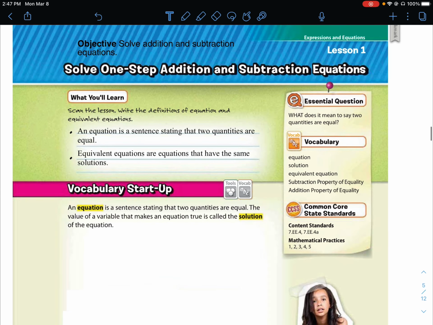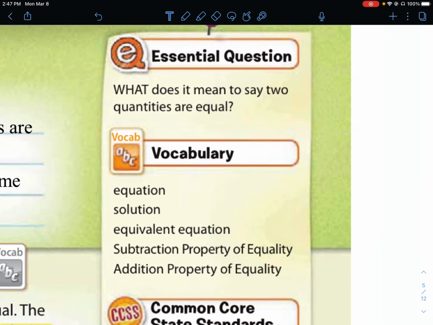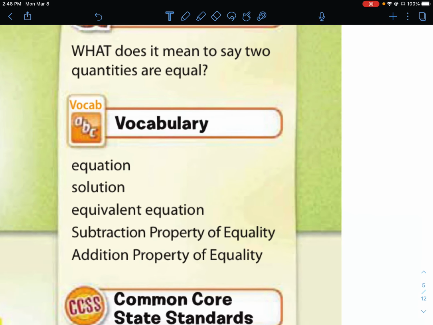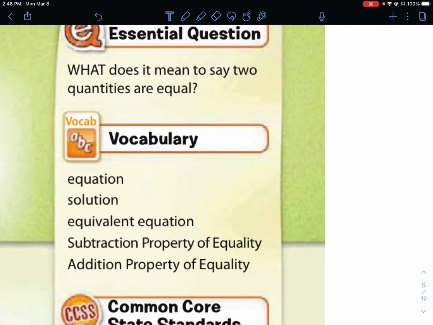This is lesson 1 of chapter 6, and the title of this lesson is Solve One-Step Addition and Subtraction Equations. Essential question: what does it mean to say two quantities are equal? And in this lesson, we'll be talking about certain terms: equation, what an equation is, solution, equivalent equation.